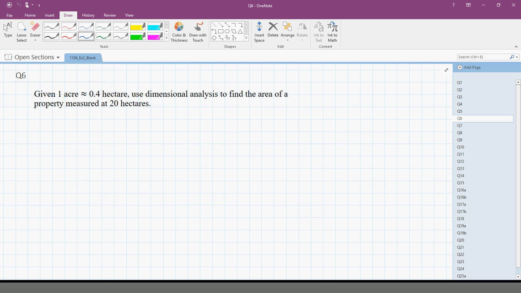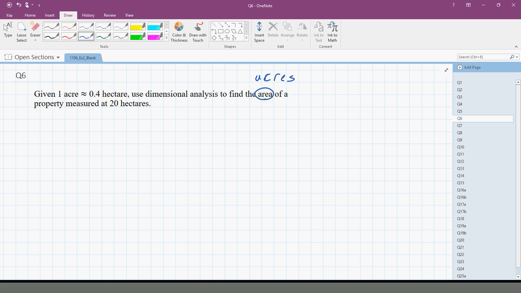All right. The next one, it says, given 1 acre, which is about 0.4 hectare, use dimensional analysis to find the area of a property measured at 20 hectares. Now, I know in the past many students get confused by this word area. You basically want to find the acres. Don't let the word area throw you off. It really just means convert this to acres, which acres is a form of area.